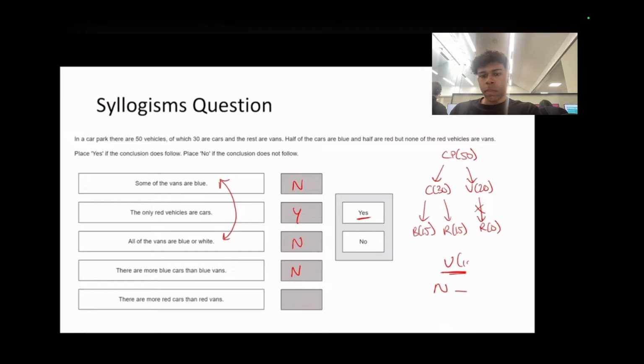Okay? So the point I'm trying to raise there is that you don't necessarily need to always have exact information to be able to conclude an answer. Okay? Sometimes absence of information can also lead to information.